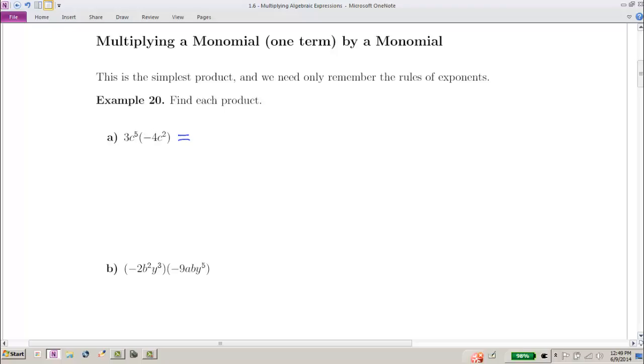So I can use the fact that since everything is all being multiplied, we can rewrite this in any order we like. Rearrange these factors. So I'm going to write it as 3 times a minus 4 times c to the fifth times c squared. 3 times a negative 4 will give us a negative 12. And c to the fifth times c squared, we're going to add those exponents to give us c to the seventh.